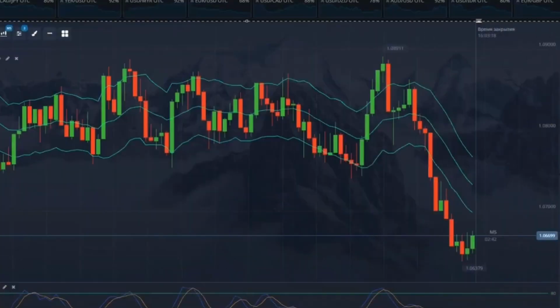Now let's talk about how to trade using this strategy. If we're considering a trade to go down, you enter the trade when a red candle appears on the chart, bouncing off the upper line of the channel. At the same time, the stochastic indicator is exiting, or you could say crossing the 80 zone. Here it is, the 80 zone.